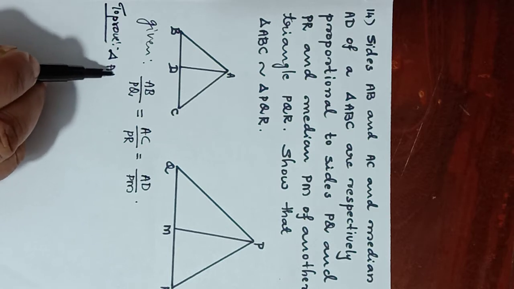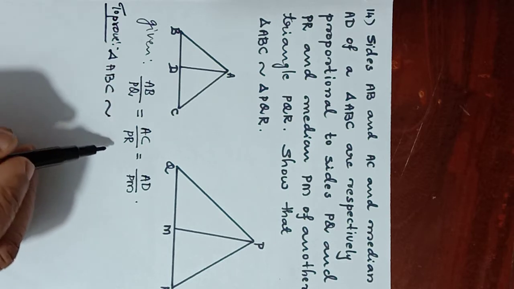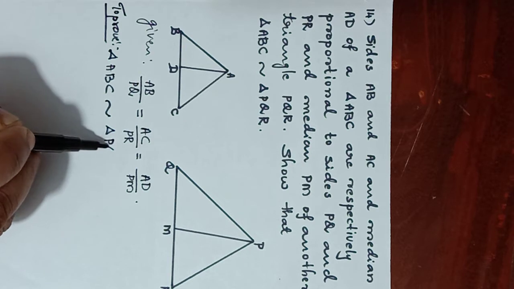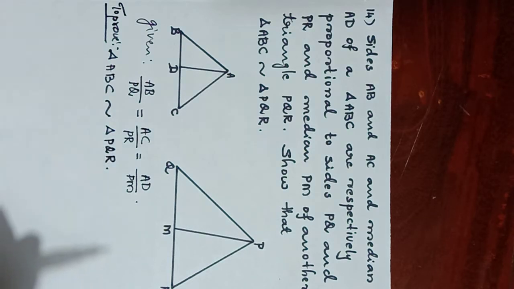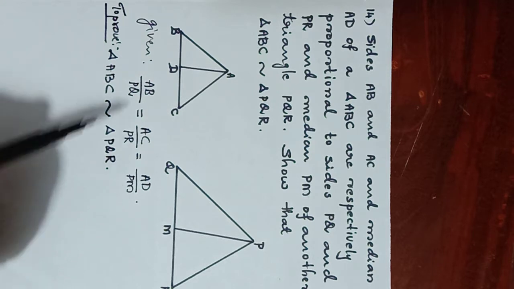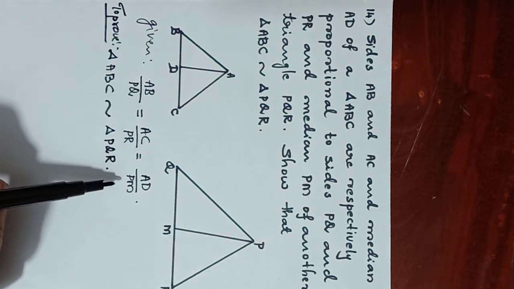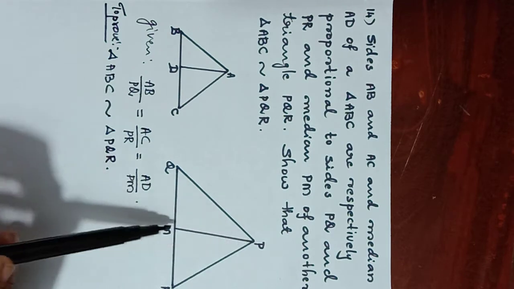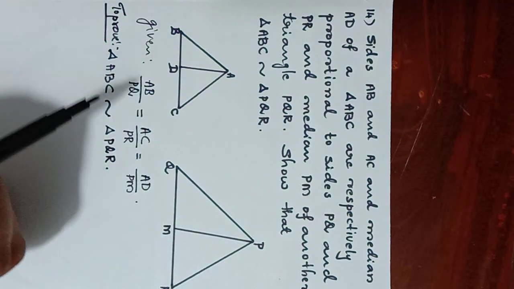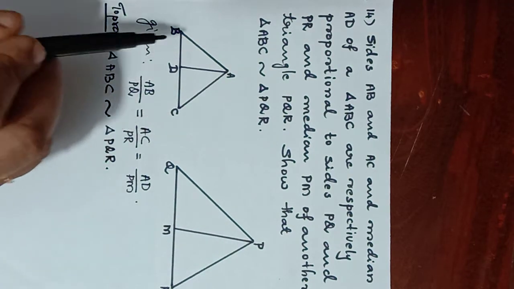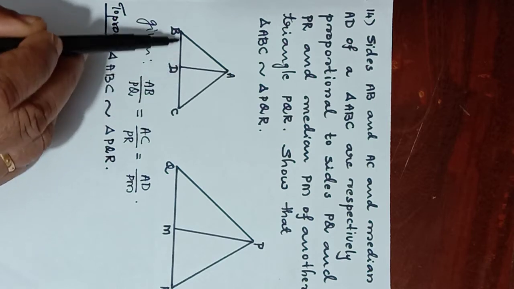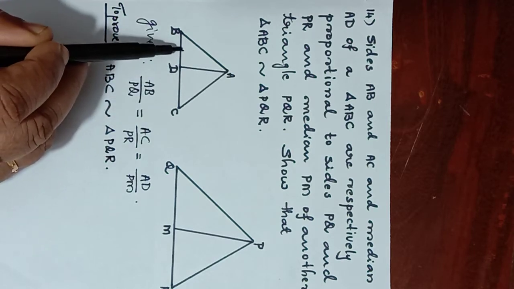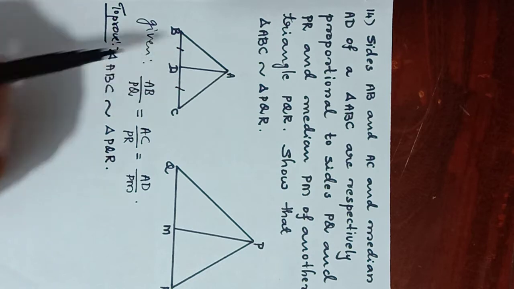Triangle ABC similar to triangle PQR. Okay, for proving, again let us come back to similarities. Here three sides proportionality is given, but this side is not of triangle ABC or triangle PQR. AD by PM, it is the median. Median means it's very simple. We understood D will be the midpoint of BC and these two portions will be equal.